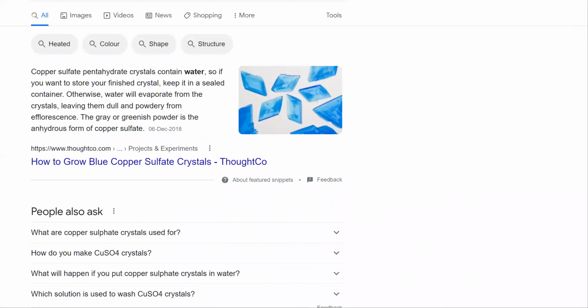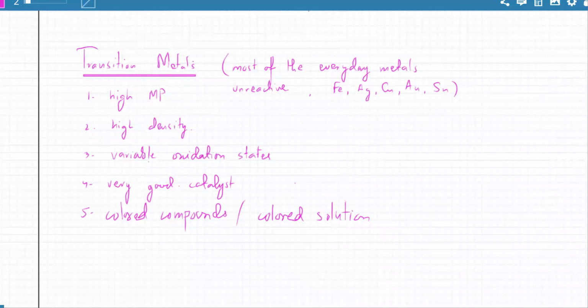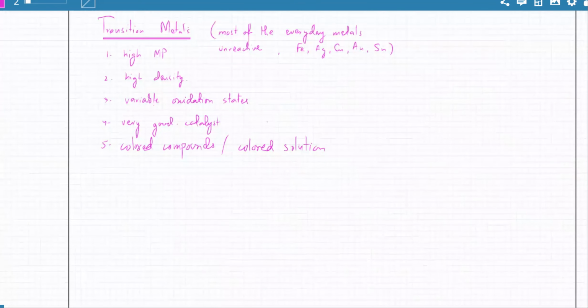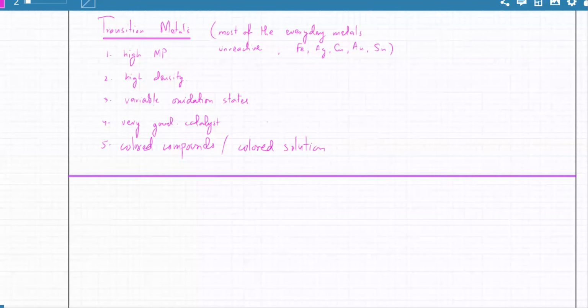So these crystals are blue in color. Most of the transition metals have colored compounds, so remember the properties of transition metals. Is this clear? Was that clear? Hamza, is this clear? Amna?